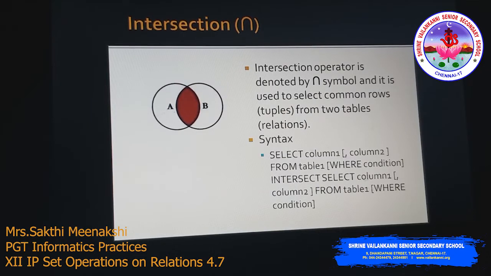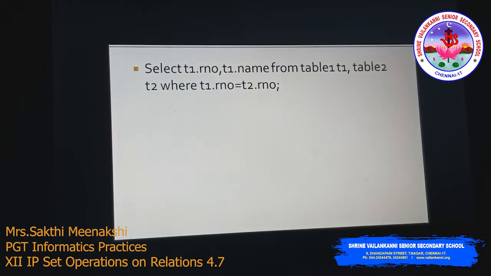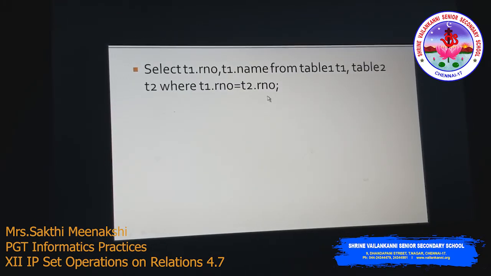MySQL does not support the intersect clause. Okay, so the intersect clause is available in SQL, but MySQL software does not support it. So how can we achieve this intersect? We can normally use the equijoin. So intersect is nothing but common rows, right? So instead of going for the intersect clause, we can achieve the same result using the equijoin operation.